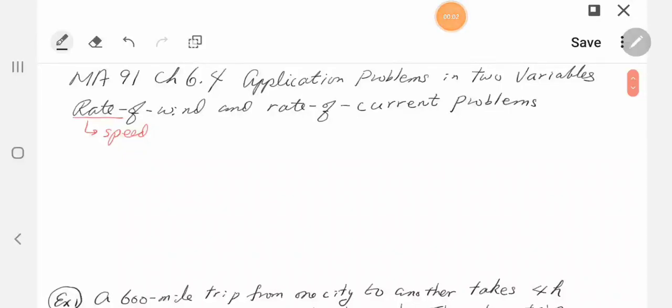Chapter 6.4, application problems in two variables. This section is a word problem. Using the word problem, we will set up a system of two linear equations with two variables.